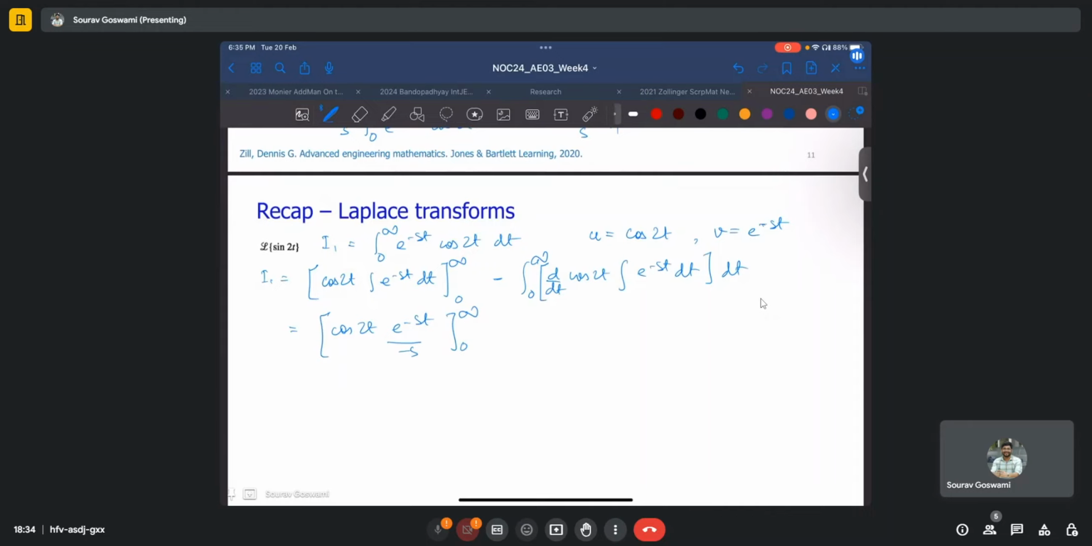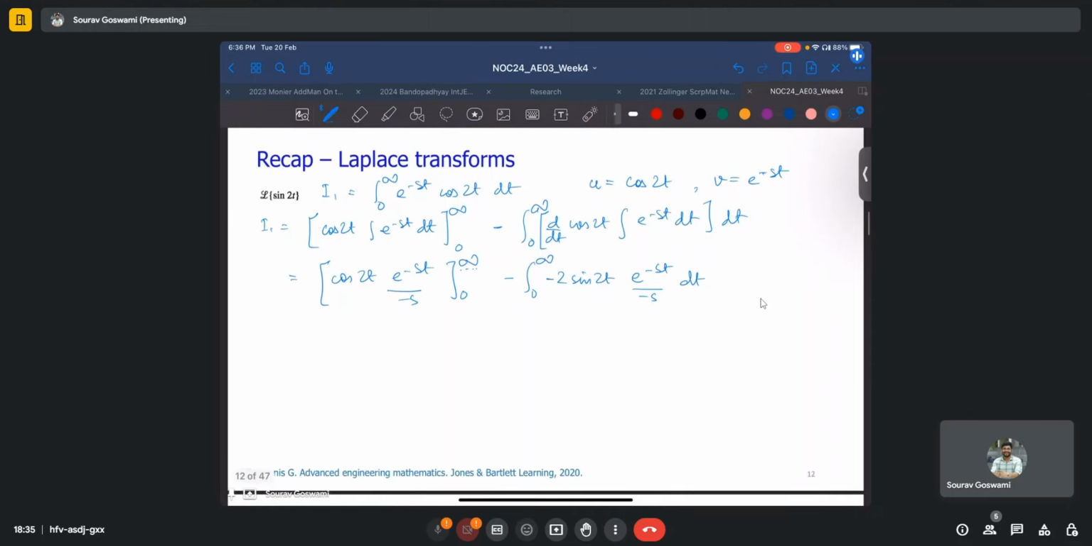Of course, when I write infinity here, it's not really a value, it is a limit. The proper way to write it would be 0 to b, where b is tending to infinity, but just for shorthand, I'm writing it this way. And this will turn out to be minus 2 sine 2t e power minus st by minus s dt.